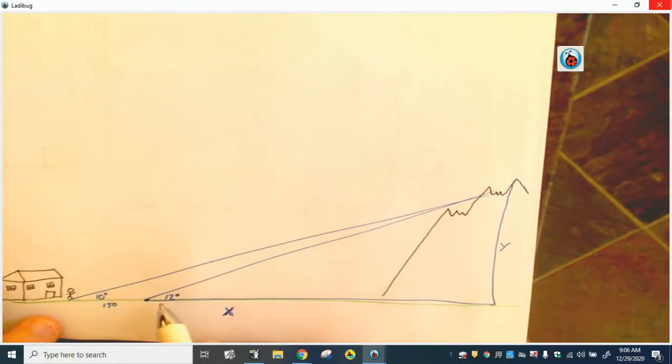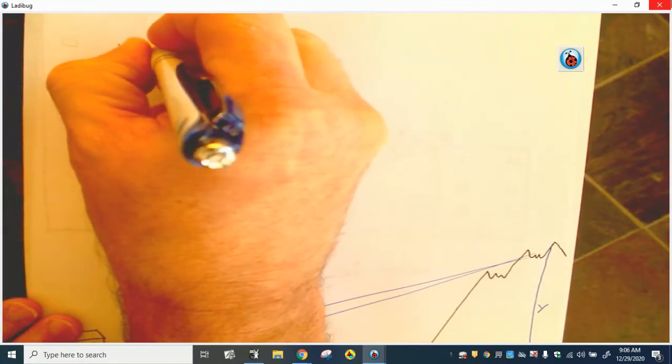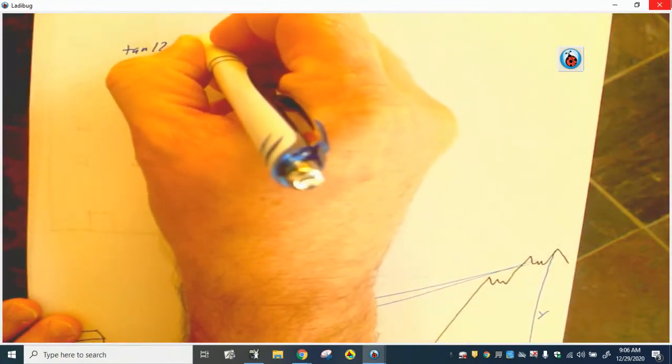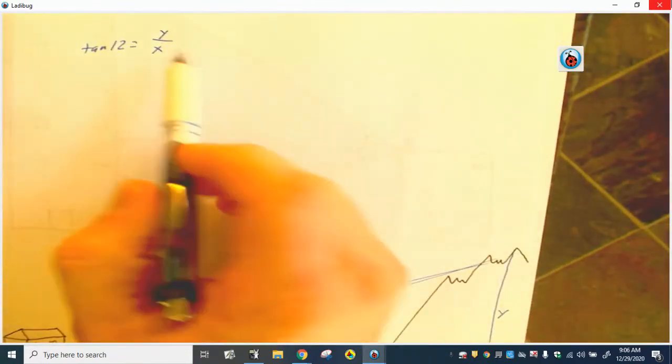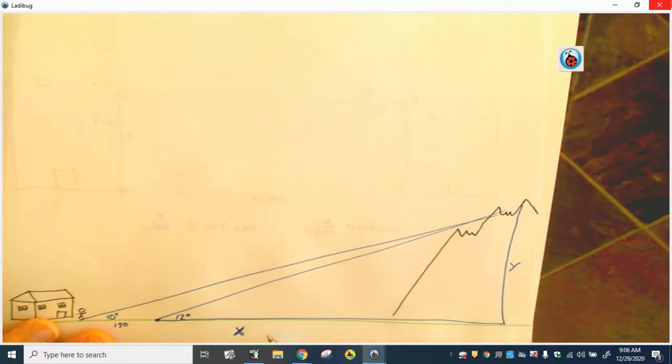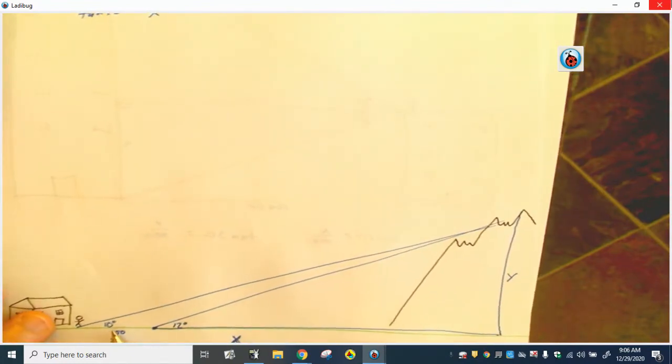Now, from the 12, we can set up a basic proportion, but it's opposite adjacent. It would be tangent of 12 is equal to opposite over adjacent. Now, that proportion, tangent of 12 is y over x, that actually can't be solved on its own. Well, let's see what would happen if we do tangent of 10.